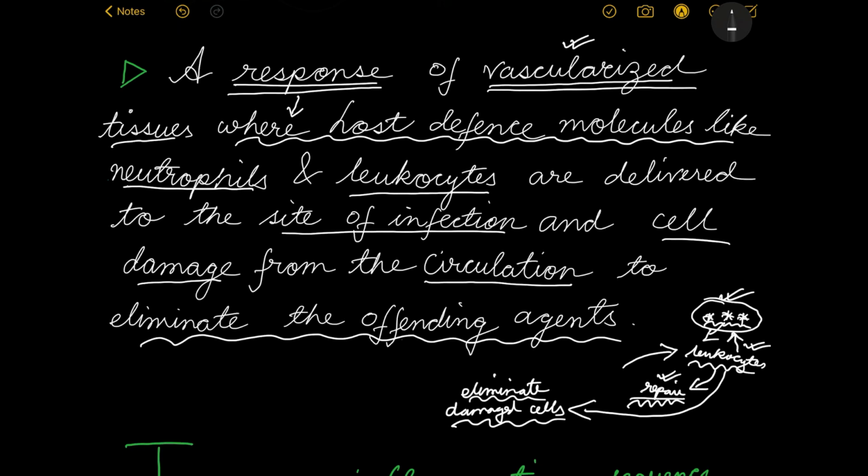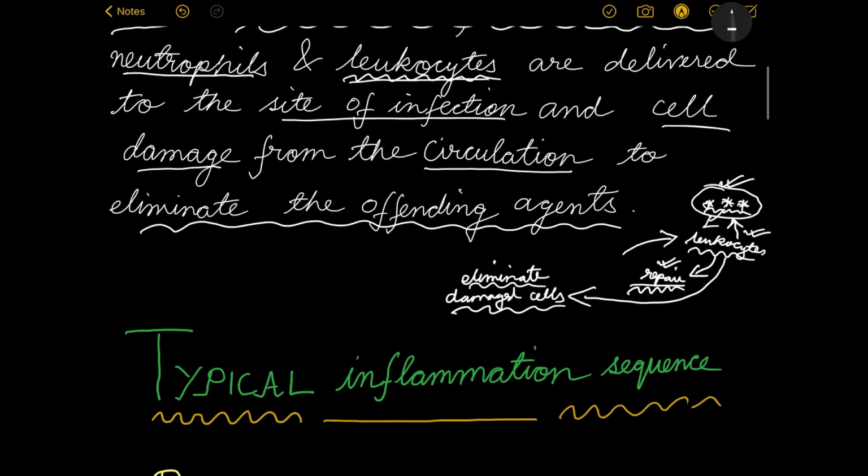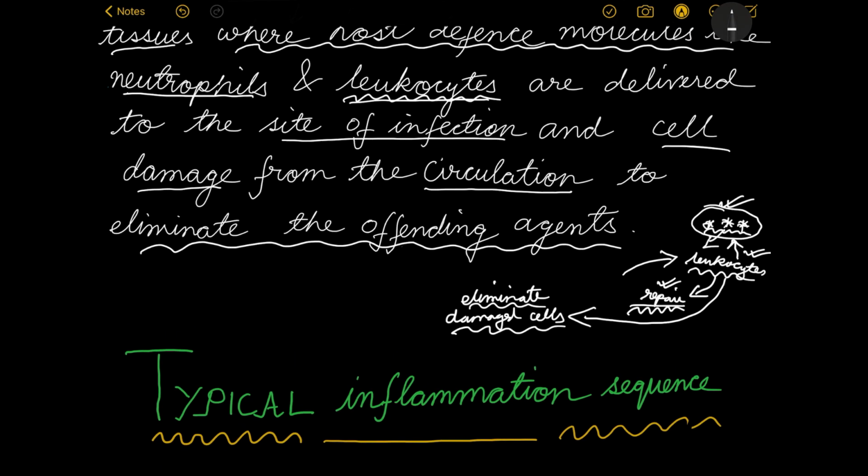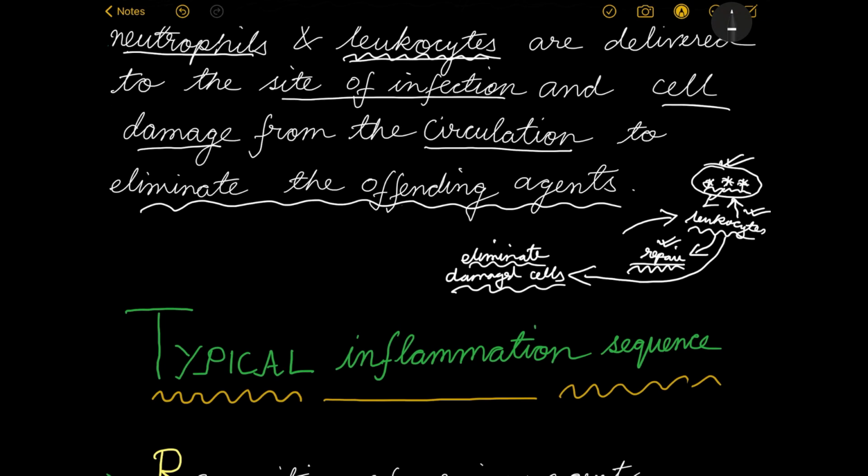For delivering these leukocytes, what is the delivery system? What is the universal delivery system in our body? Blood. That is why we have mentioned the term vascularized in the definition. Again, let me remind you, inflammation is not only about eliminating the offending agents, but it is also about initiating the processes required for repair of the damaged tissues and cells.